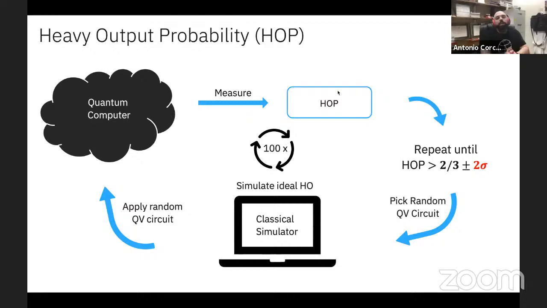And we want to do this with a number of circuits, because at the end you're going to have a bimodal distribution between heavy output or not heavy output. So we want a number of circuits that is defined as a minimum of 100, and we want to pass this heavy output threshold with a 2 sigma confidence, which is 95%. So you want the heavy output probability higher than 2/3 plus the 2 sigma. As you increase the number of circuits that you run, your sigma will be decreasing.